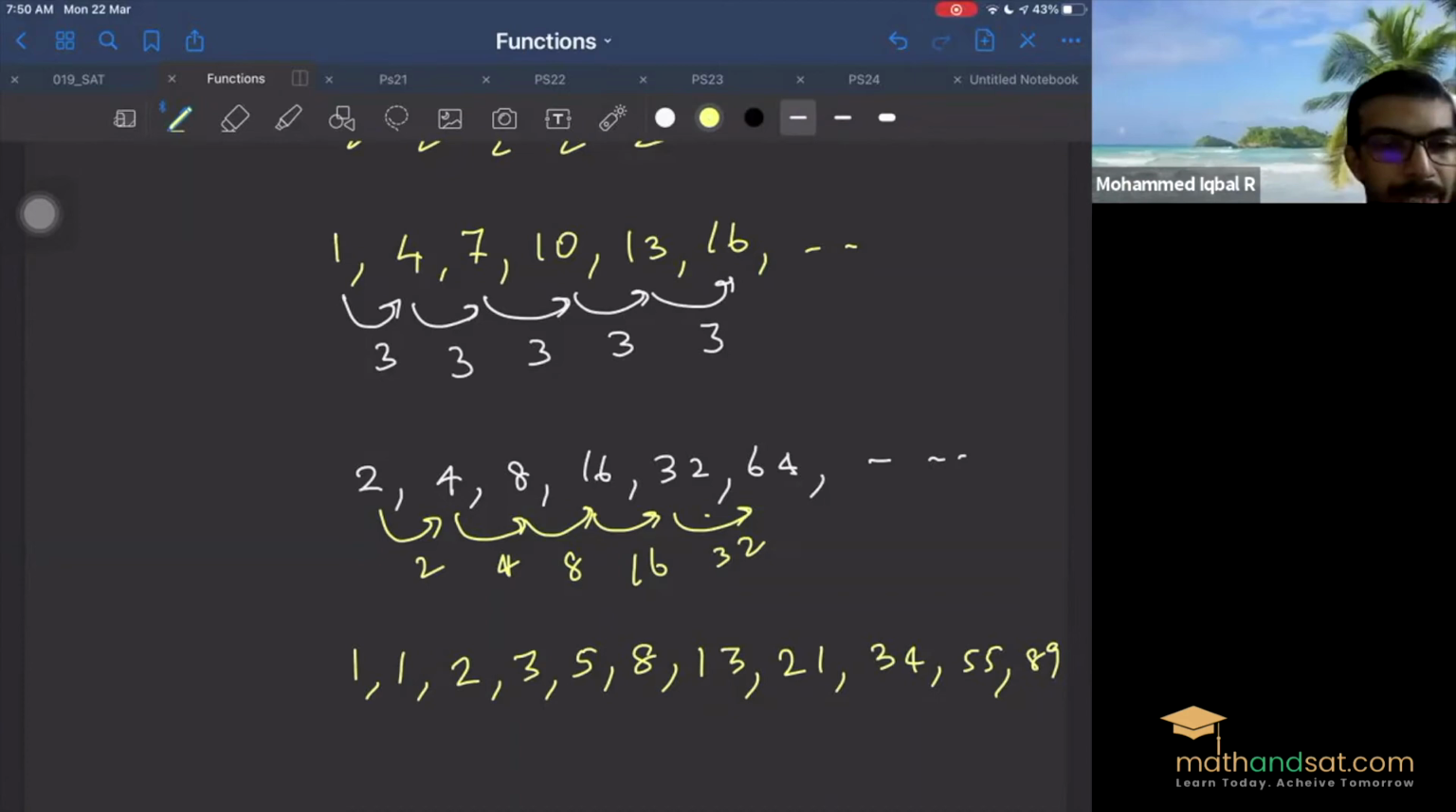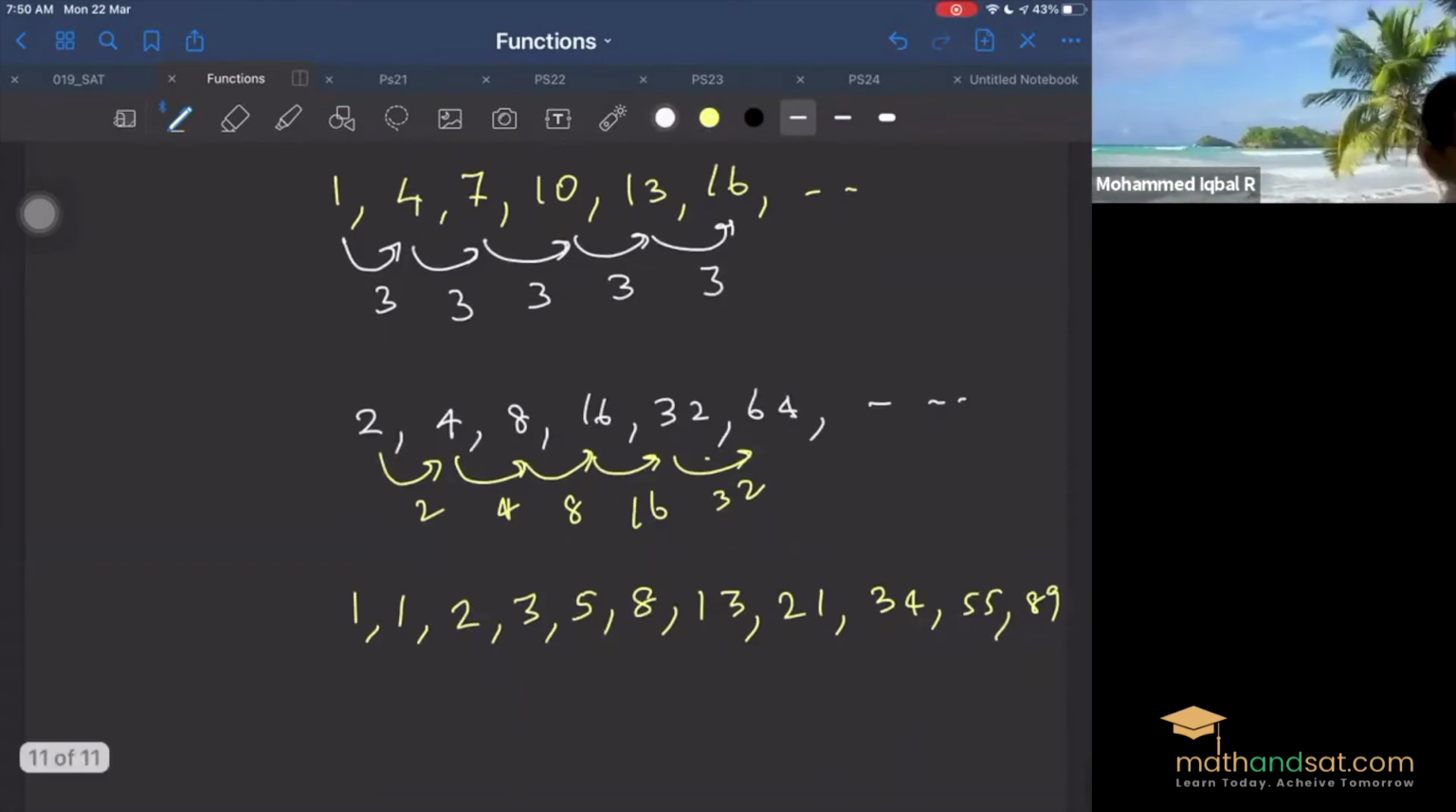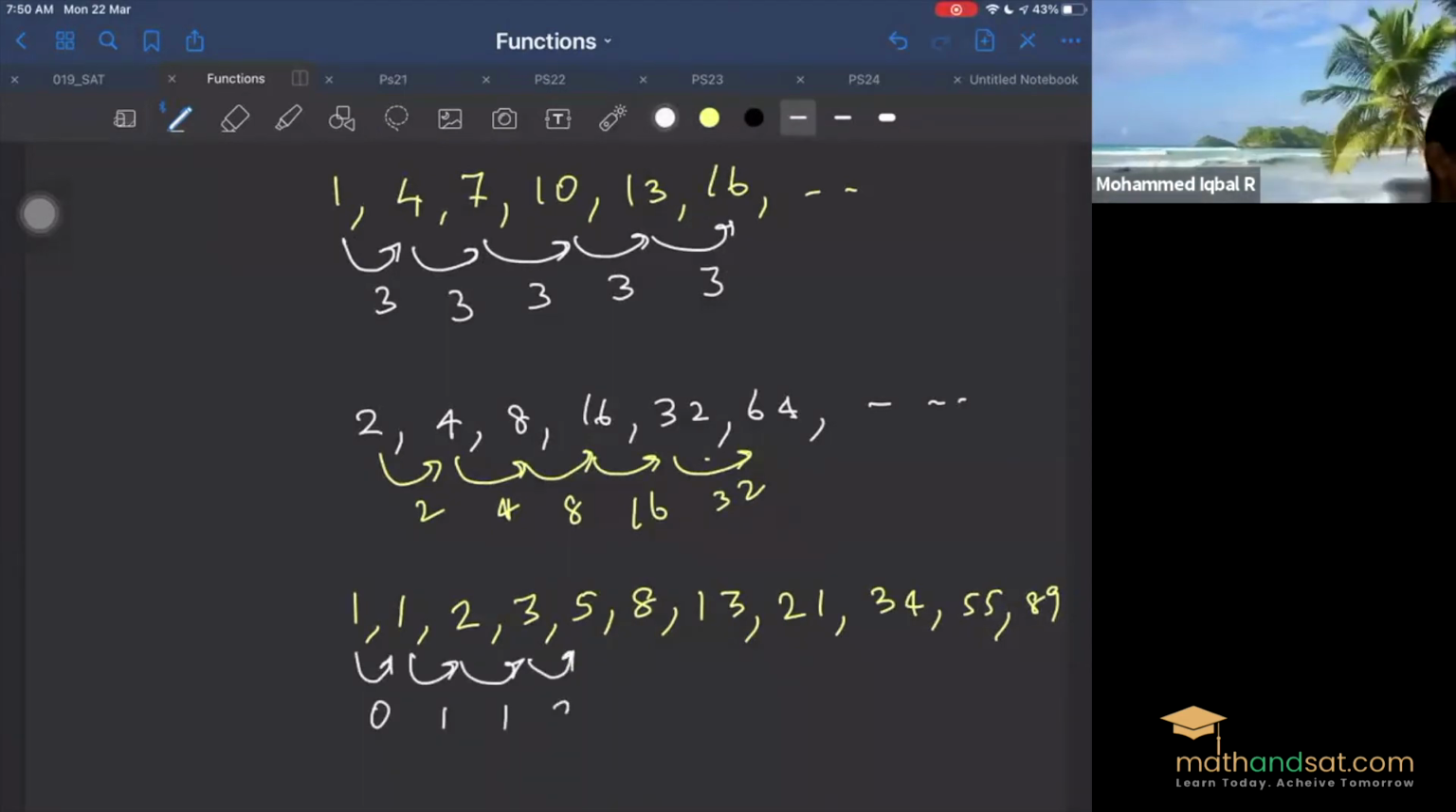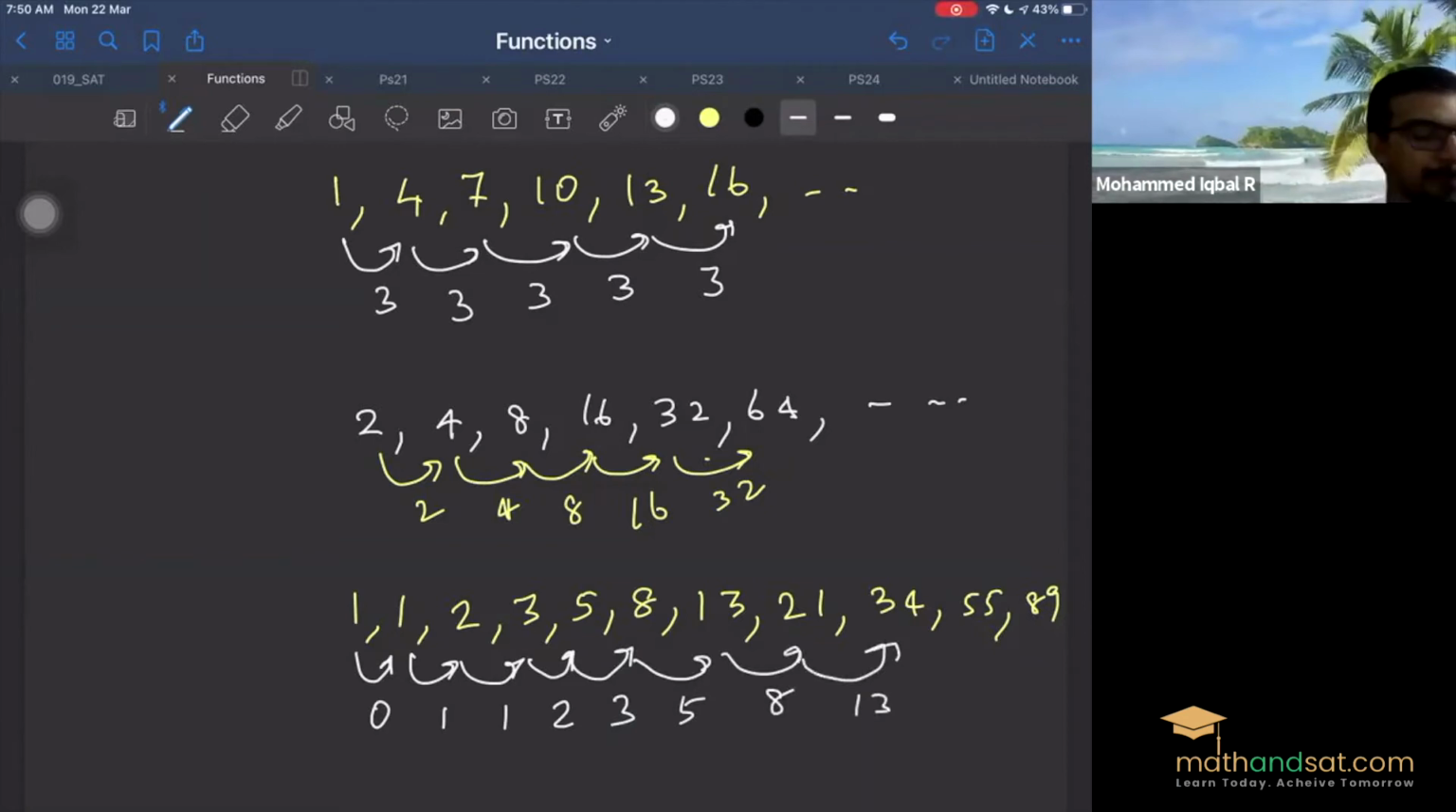Is that an arithmetic sequence? Please look at it very carefully. No, it's not, right? Because the difference is 0. This is 1. Here the difference is 1. The difference is 2. The difference is 3. Difference is 5. Difference is 8. Difference is 13, and so on.